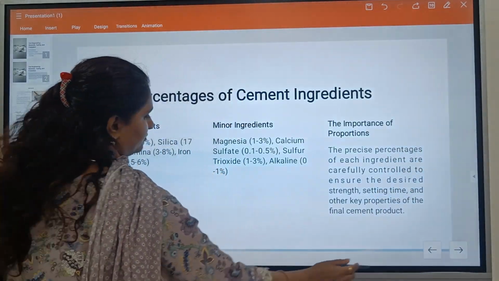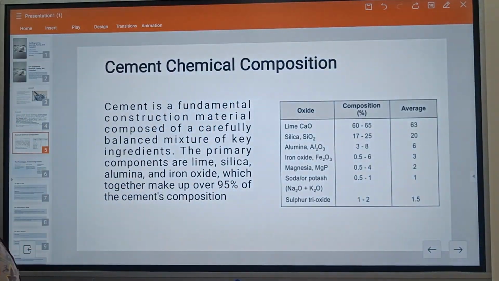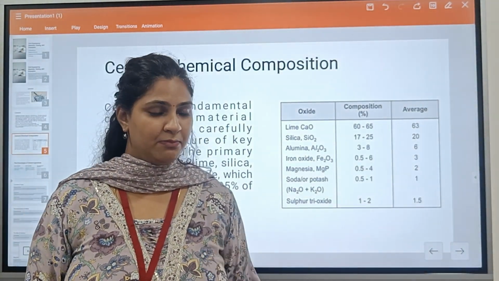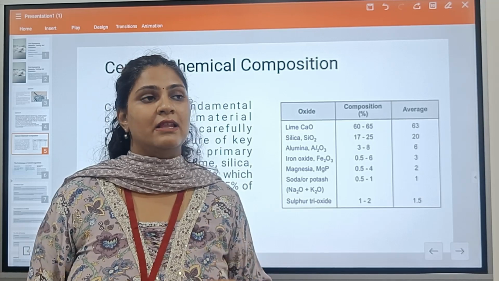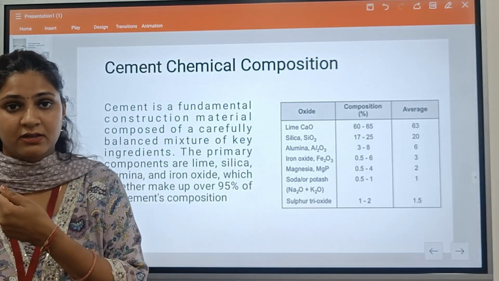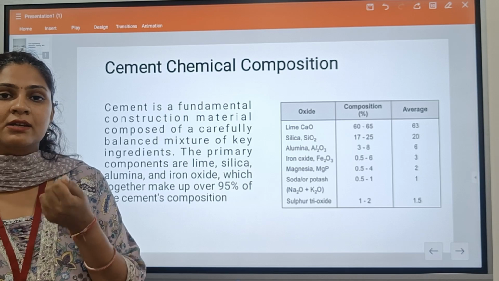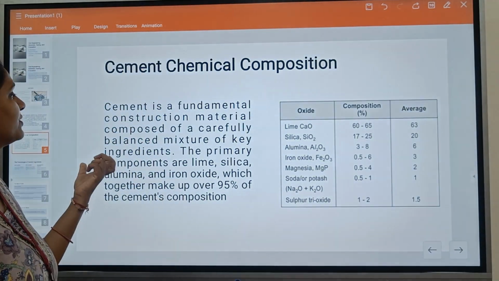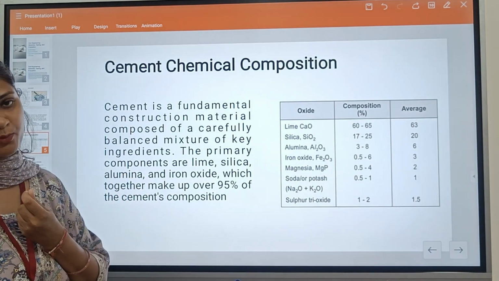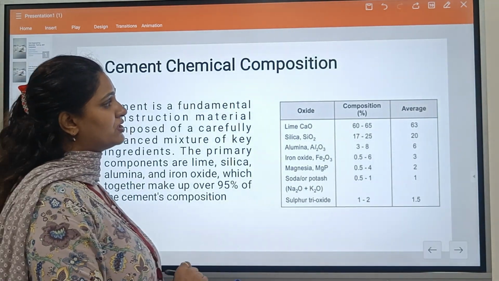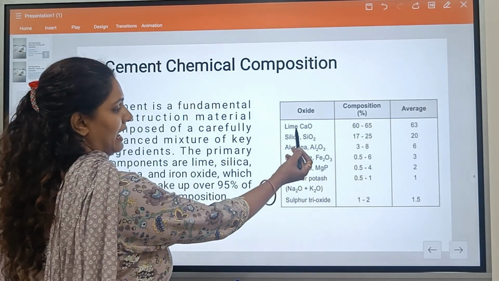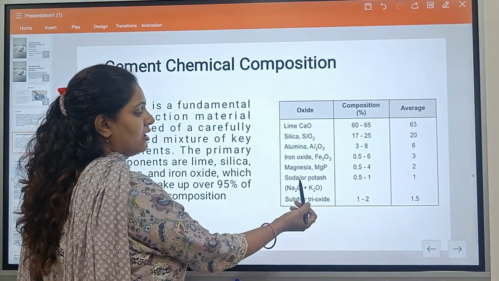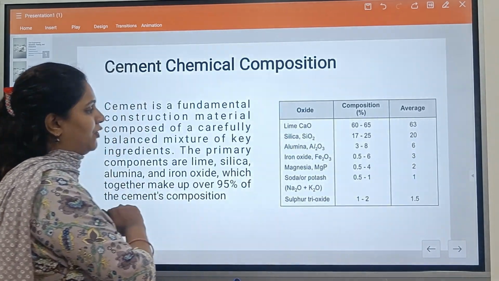Furthermore, what are the chemical compositions of cement? As I told in the last slide, cement is a very fine material. It is grayish in color with a shade of light green, and it is composed of many chemical compounds. The major compositions are lime, silica, alumina, iron oxide, magnesia, potash and sulfur trioxide.